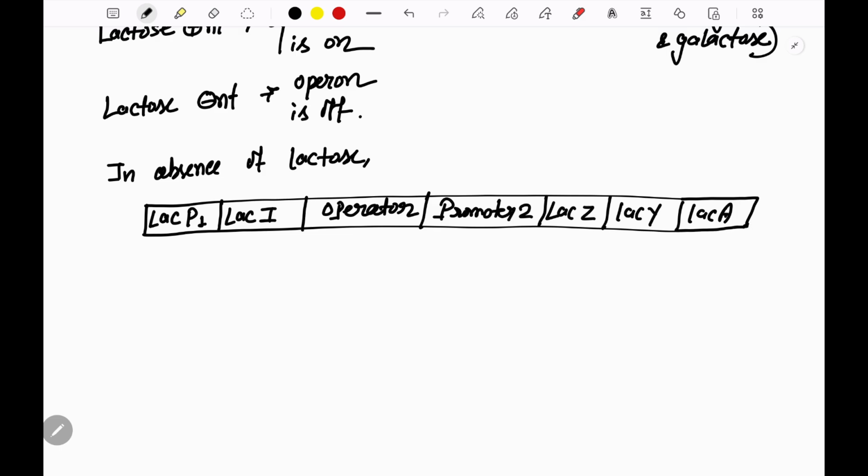So this is basically LAC-I, it's a regulatory gene, and this is the promoter for this regulatory gene. Now this is operator. I will describe this function later. Then we have promoter 2, which controls the activity of these three genes, LAC-Z, LAC-Y and LAC-A. So basically what happens, this is a regulatory gene which synthesizes repressor protein.